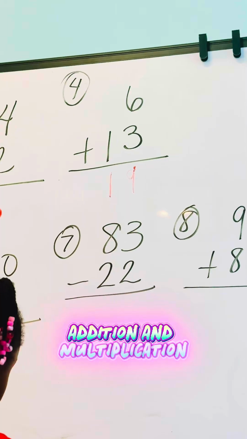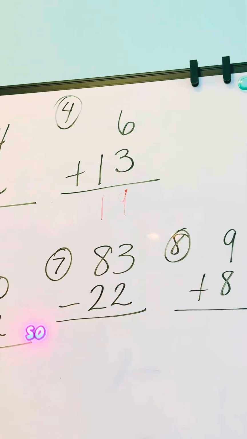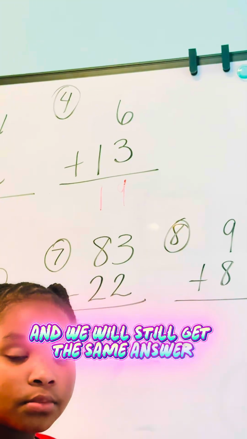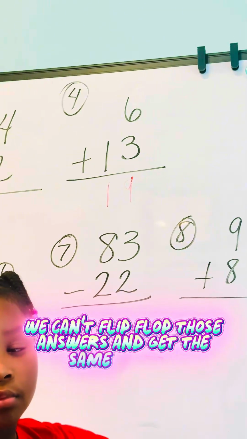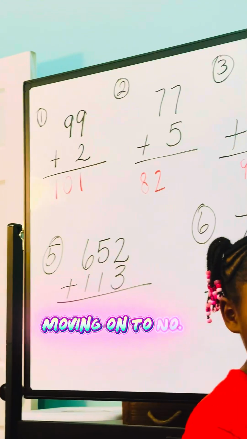Addition and multiplication are what we consider as inverse properties. So meaning we can flip-flop those problems and we will still get the same answer. Whereas when we do subtraction, we can't flip-flop those and get the same answer. Same with division, we can't flip-flop those either. Okay, moving on to number 5.